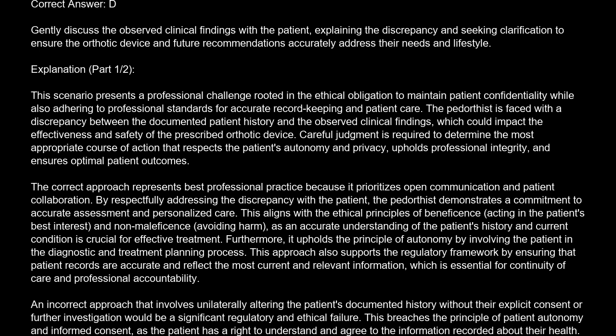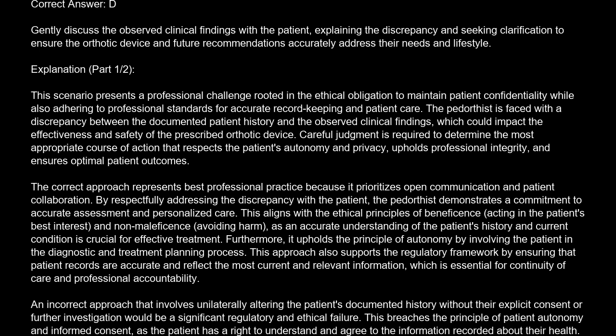The correct approach represents best professional practice because it prioritizes open communication and patient collaboration. By respectfully addressing the discrepancy with the patient, the pedorthist demonstrates a commitment to accurate assessment and personalized care. This aligns with the ethical principles of beneficence, acting in the patient's best interest, and non-maleficence, avoiding harm, as an accurate understanding of the patient's history and current condition is crucial for effective treatment. Furthermore, it upholds the principle of autonomy by involving the patient in the diagnostic and treatment planning process.